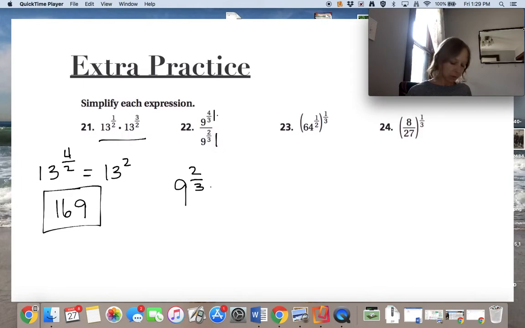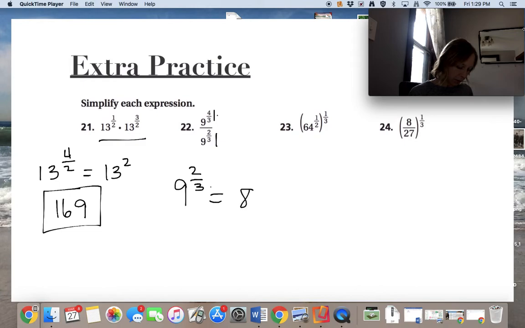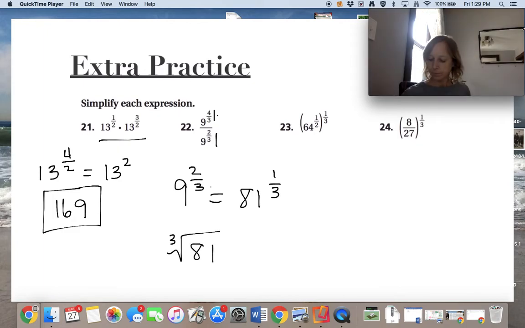I don't. So what I'm going to do is square it first. I'm going to do 9 squared. So I have 81 to the 1/3 power, which means what is the cubed root of 81? I don't know. Let's try it out. I don't think it's an integer answer, in which case we would just leave our answer as is. Yeah, that's it. Cube root of 81.